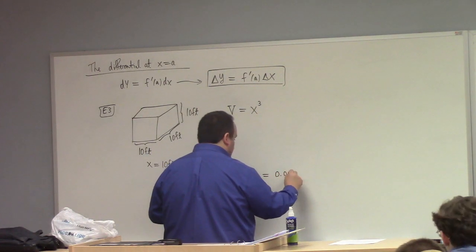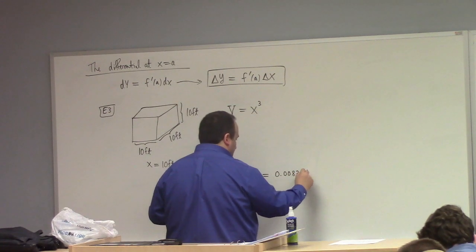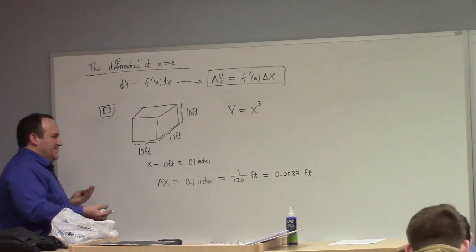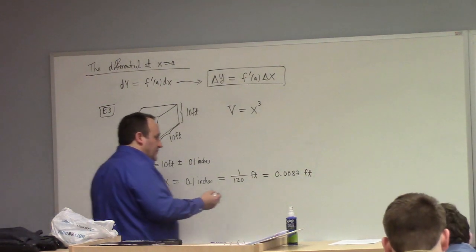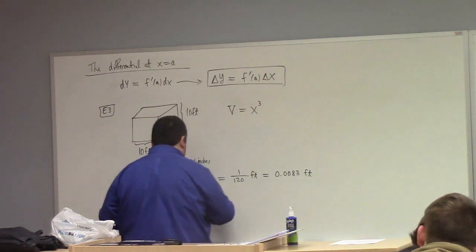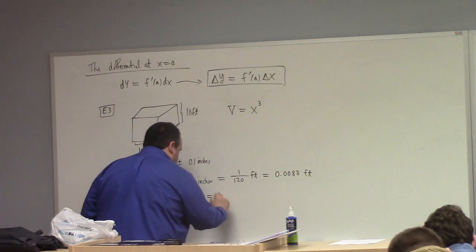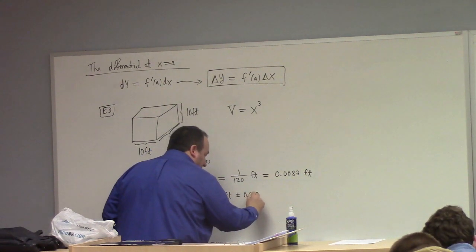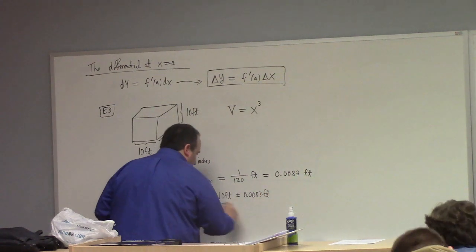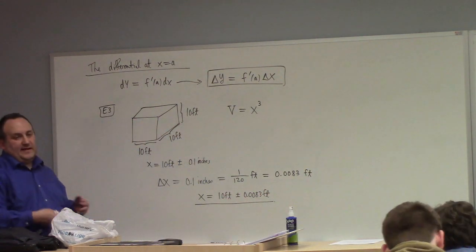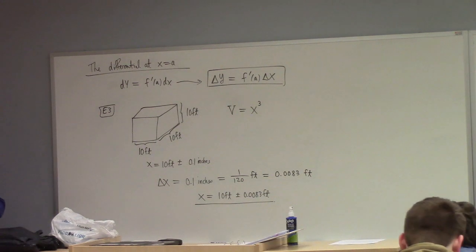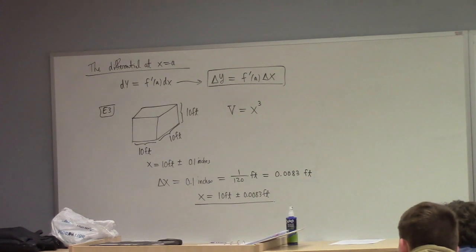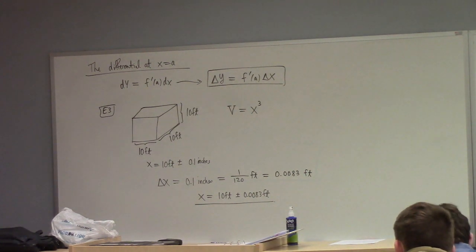0.0083, and I'll just keep that much, okay? So a way to express this mathematically would be this. We could say that x is equal to 10 feet plus or minus 0.0083 feet, okay? So that's an uncertainty. A natural question to ask in view of this is, what's the uncertainty in the volume? If that's the uncertainty in the length measurement, what's the uncertainty then in the calculated volume?